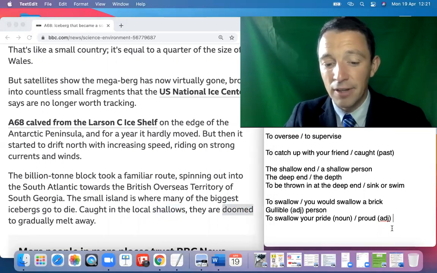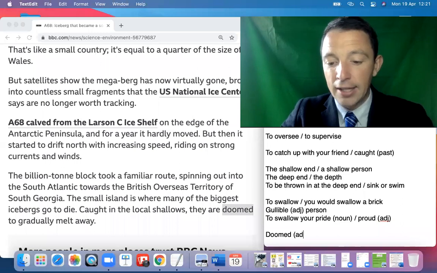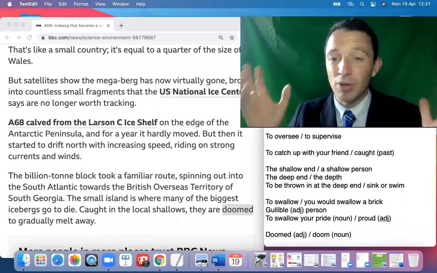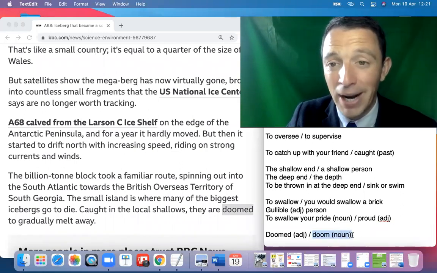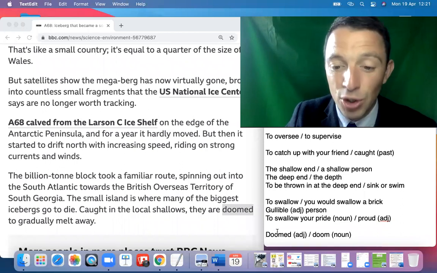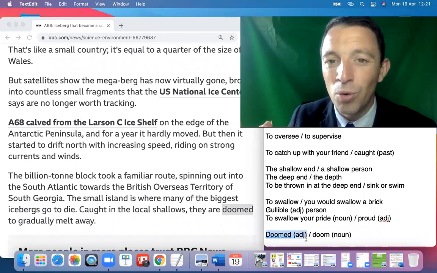Okay, so the adjective is doomed and the noun is a lot of doom. So it's like depressing or the end of the world. If there is a lot of doom, it's like very dark, very depressing. It's the end of the world. And doomed means you have no hope.